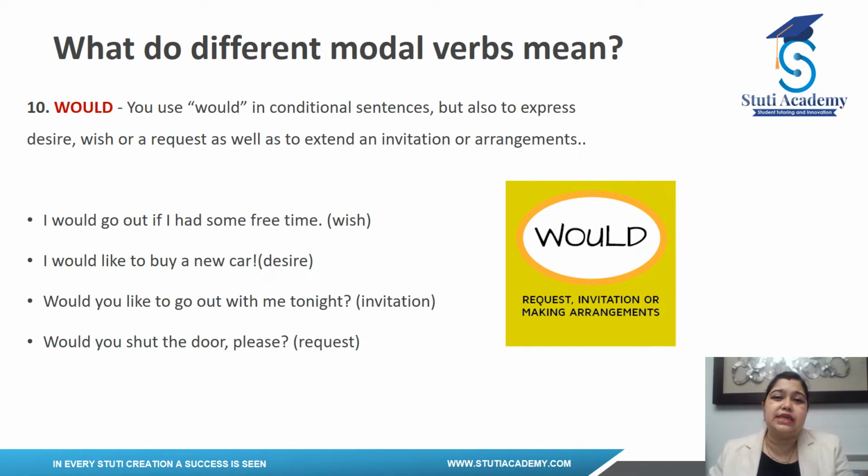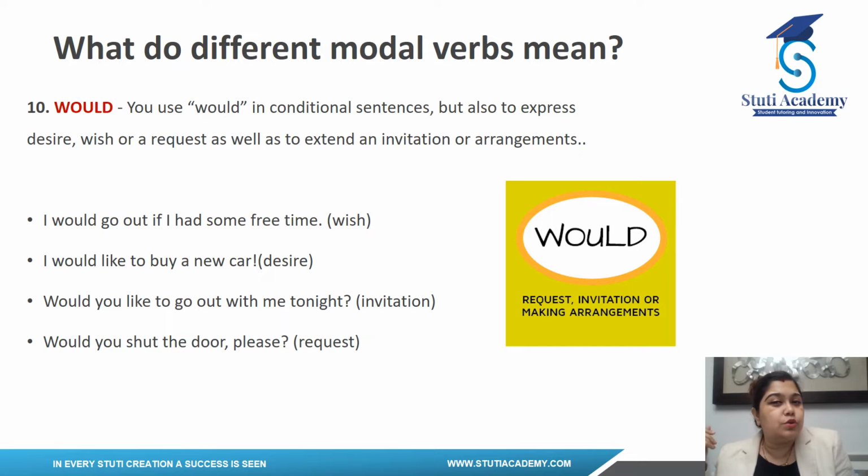Next one, would. You use would for conditional sentences, but also to express the desire for a certain thing or a wish or maybe a request or an invitation. So let's have a quick look at the examples here. If you have a look at the slide, I would go out if I have some free time. So I wish I had some free time so I can go out. I would go out. Again, conditional sentence. The next would is, I would like to buy a new car. This is talking about my desire to buy a new car.